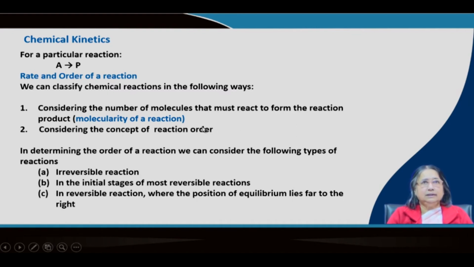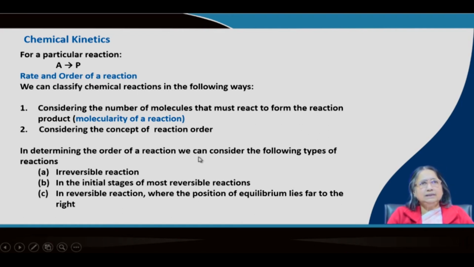We cannot just directly from seeing a balanced equation tell that the order of the reaction is 2 or 1 or 0. Sometimes the molecularity and order may match, may be the same, but not necessarily it will be the same, it may be different also. That is a very important concept for chemical kinetics.